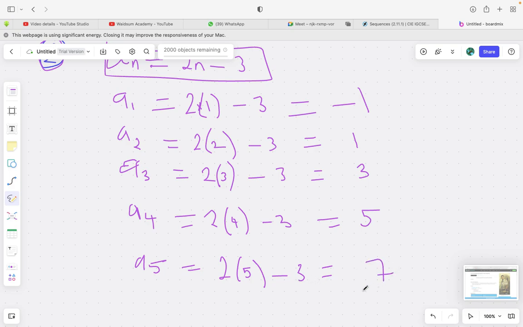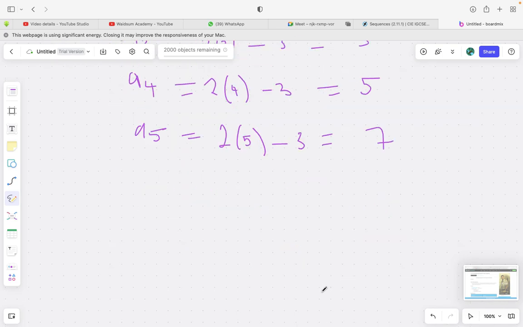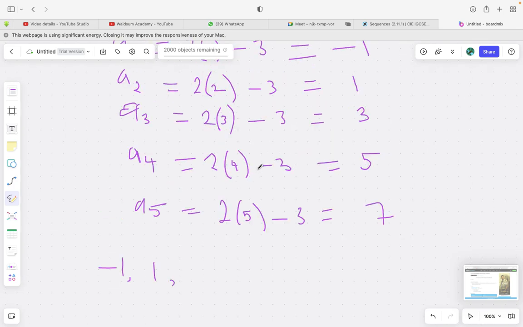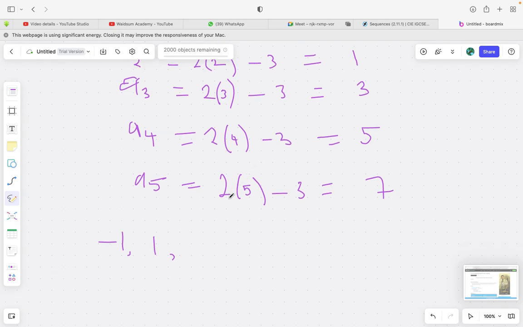Now we write out the sequence horizontally. The first one was negative 1. Negative 1, comma. What's the second number? 1. What's the third number? 3. What's the fourth number? 5. What's the fifth number? 7. Okay? You see, I can put dot, dot, dot, so it continues. You can keep doing it.